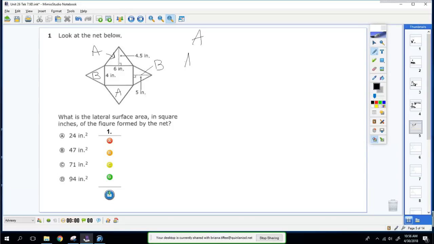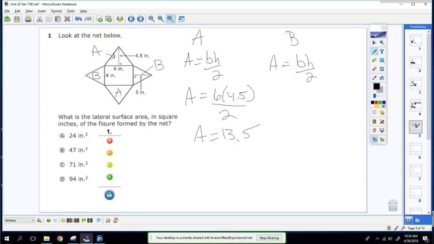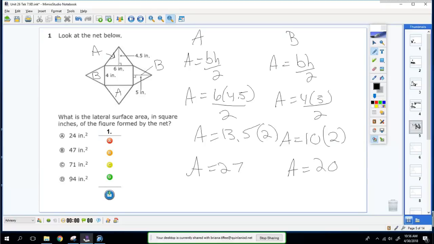So we're going to find the area of A, which would be base times height, divided by 2. The base of A is 6 and the height's 4.5. And then you're going to divide by 2. When you divide by 2, you get 13.5. And then B, base times height, divided by 2. The base is 4 and the height's 5. Divided by 2 is 10. Since there's 2 of each, you're going to multiply this by 2 again. Here you get 27, and here you get 20. So you have to add them together. 27 plus 20 is 47.